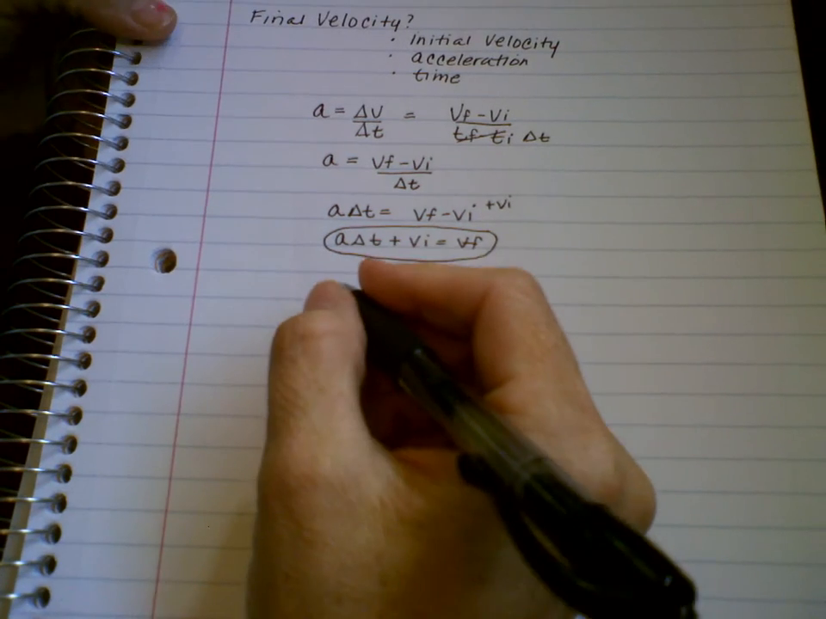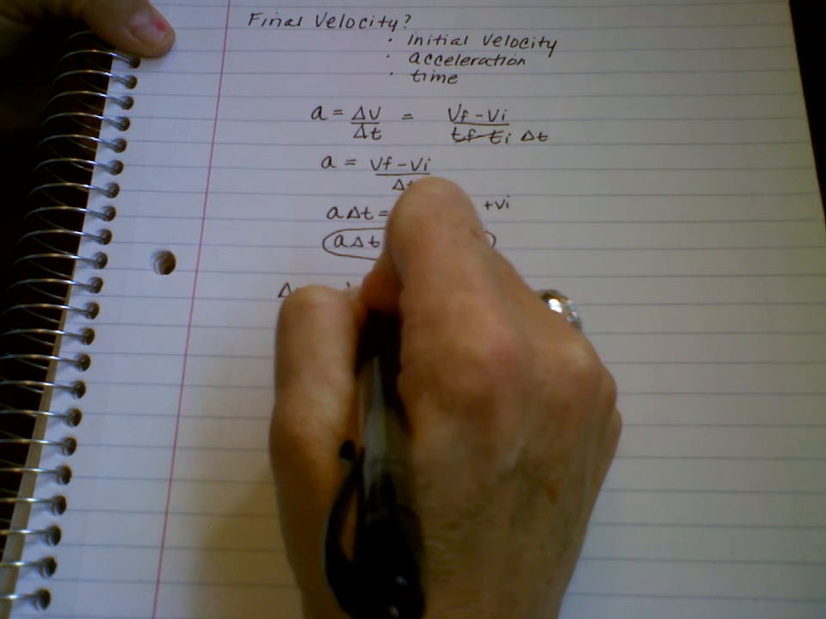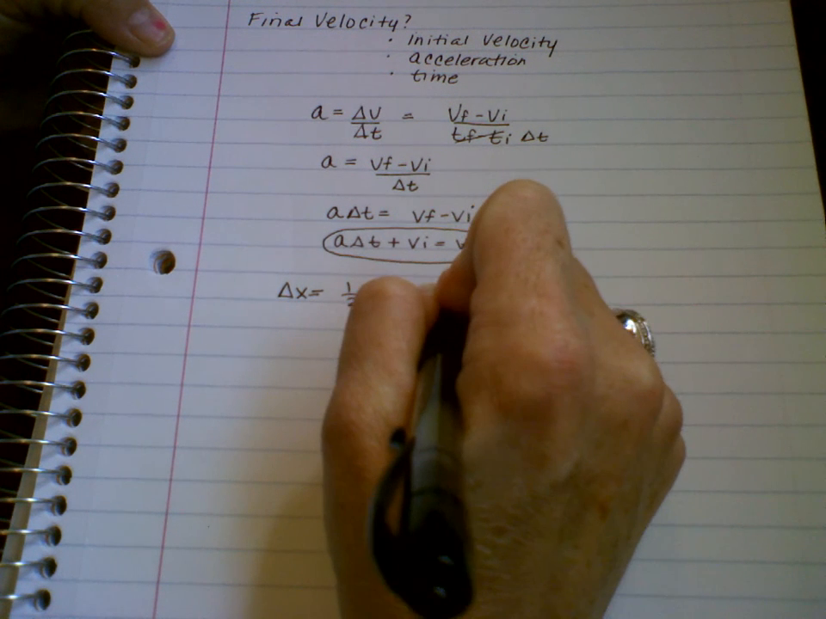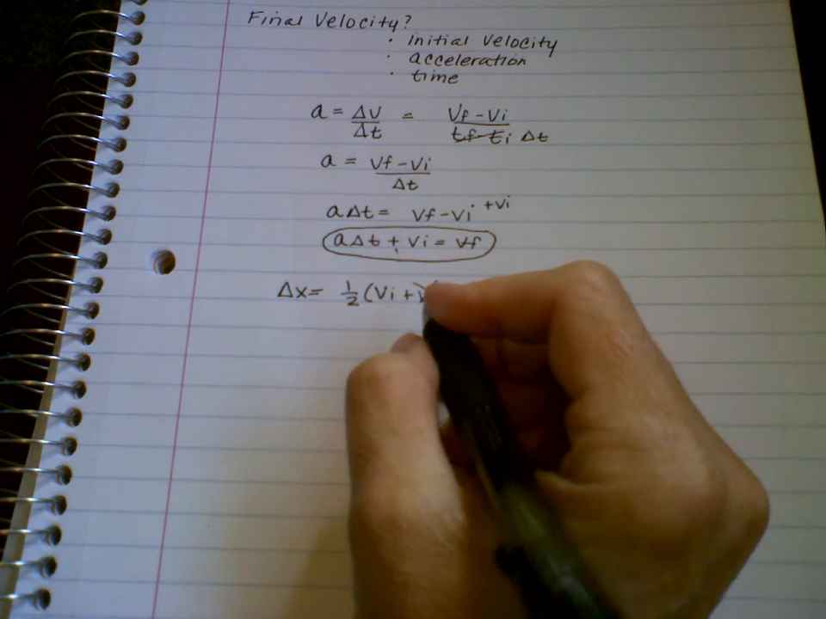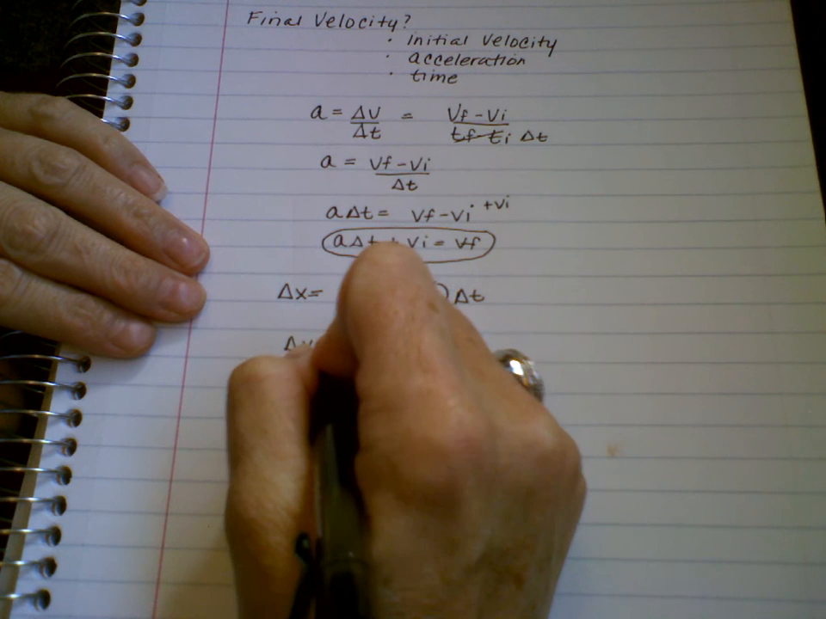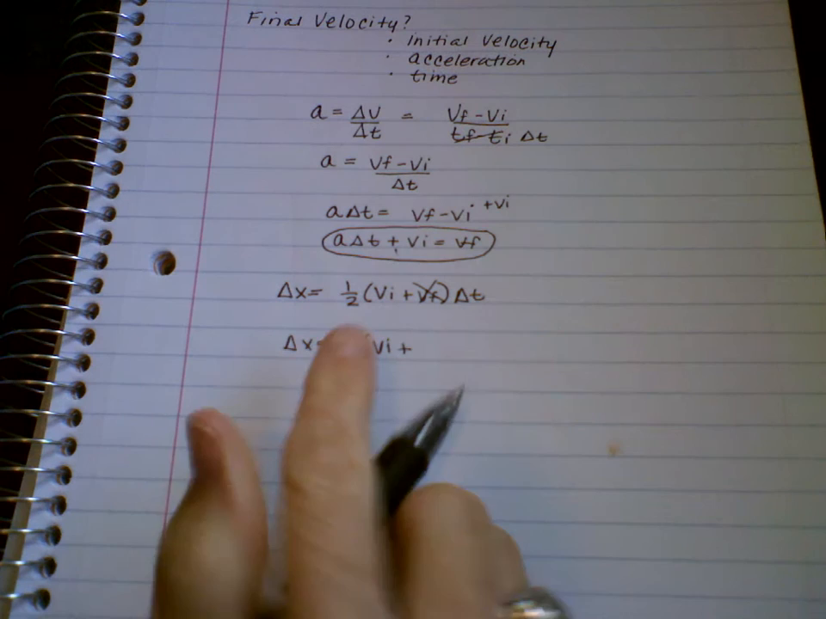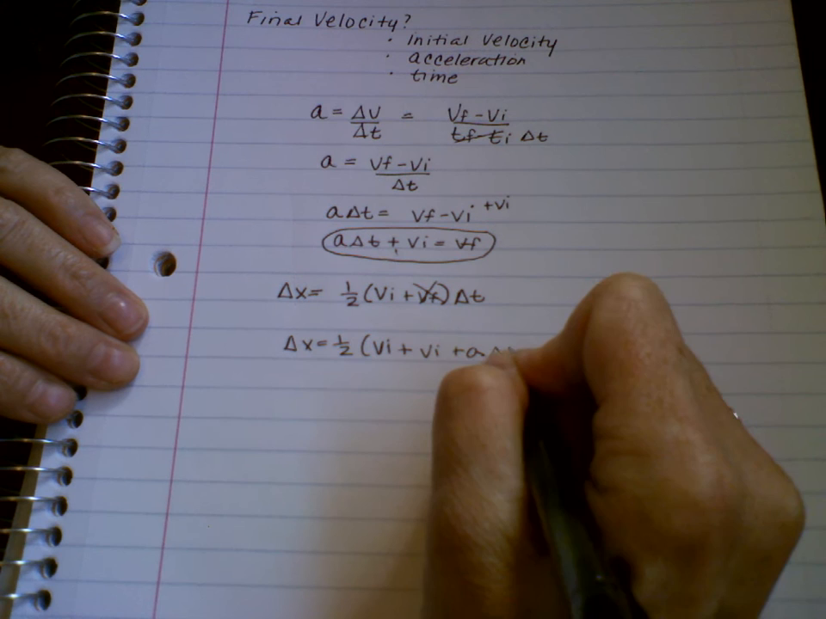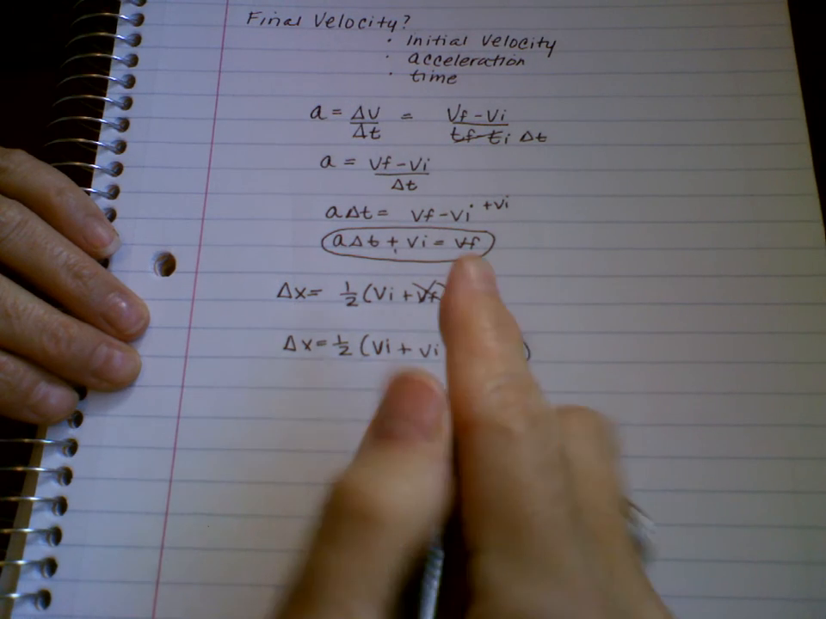Let me show you. All right. So it's delta x equals 1/2 (v sub i plus v sub f) all over delta t. Okay. And then what I want to do is take this thing out, put that in its place. So delta x equals 1/2 (v sub i plus, I'm just going to flip that around to make it easier, plus v sub i plus a delta t), like that. Then I can combine these two guys.